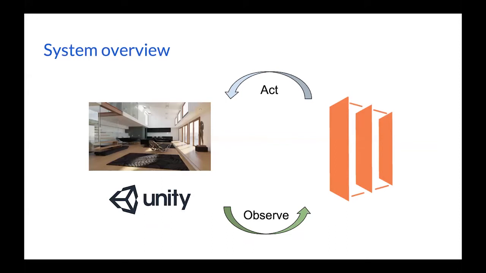So here's the overview of the system that I'm going to explain. There is a physics engine, Unity, that renders the images for us. We send the images to a neural network, and the neural network decides on the action. We send the action back to the game engine, and this loop repeats and repeats.